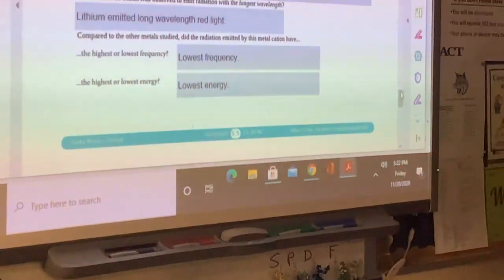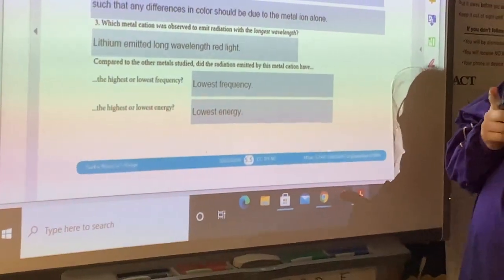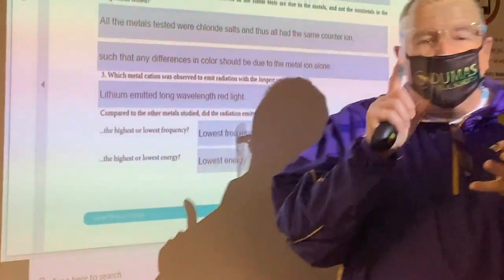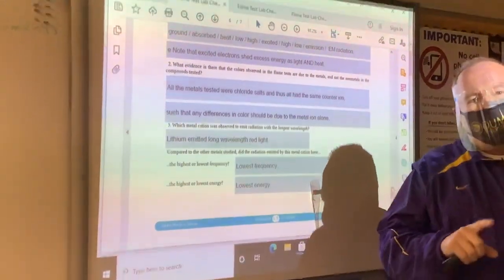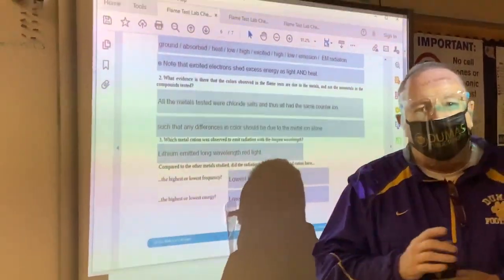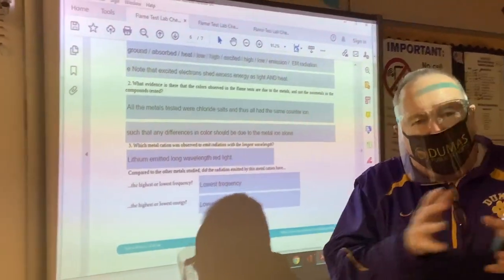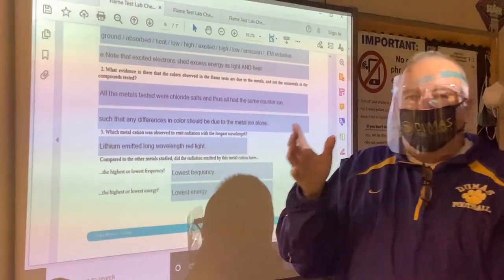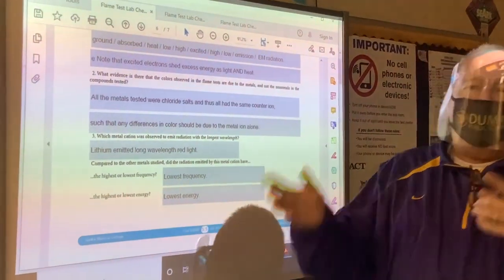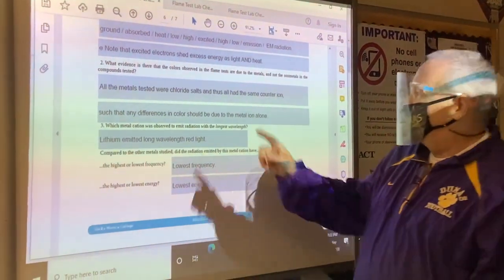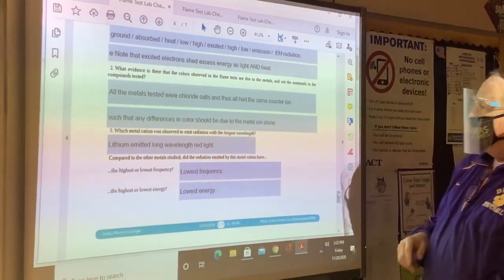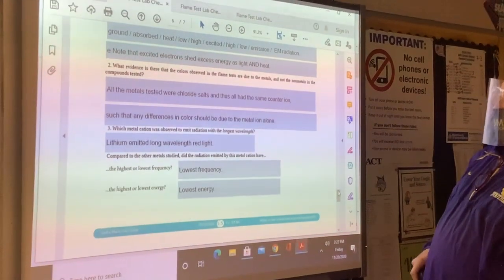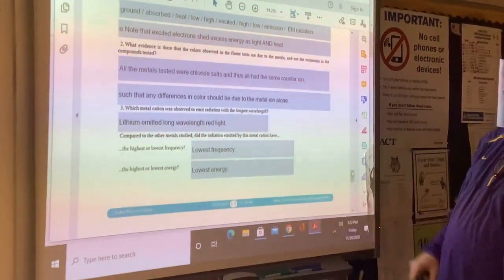Now, what evidence is there that the colors observed in the flame test are due to the metals and not the non-metals in the compound? When we did this, we used copper chloride, lithium chloride, barium chloride, potassium chloride, etc., and in every case, chloride was a counterion. So if they all had chloride in it, the differences in the color must be due to the metals themselves, and that's what I said. All the metals tested were chloride salts, and thus all had the same counterion, chloride, such that differences in color should be due to the metal ion alone.